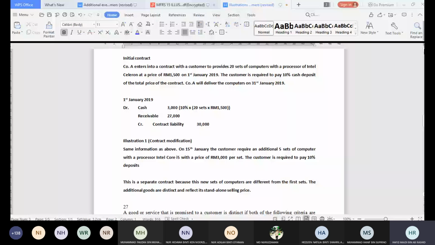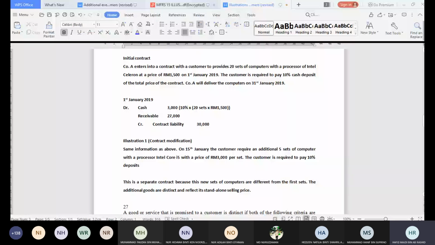Okay. So this is the initial contract to provide 20 sets of computers with Intel Celeron processors at the price of 1,500 on 1st of January 2019. Okay. Then illustration 1, I think that one is clear, straightforward.